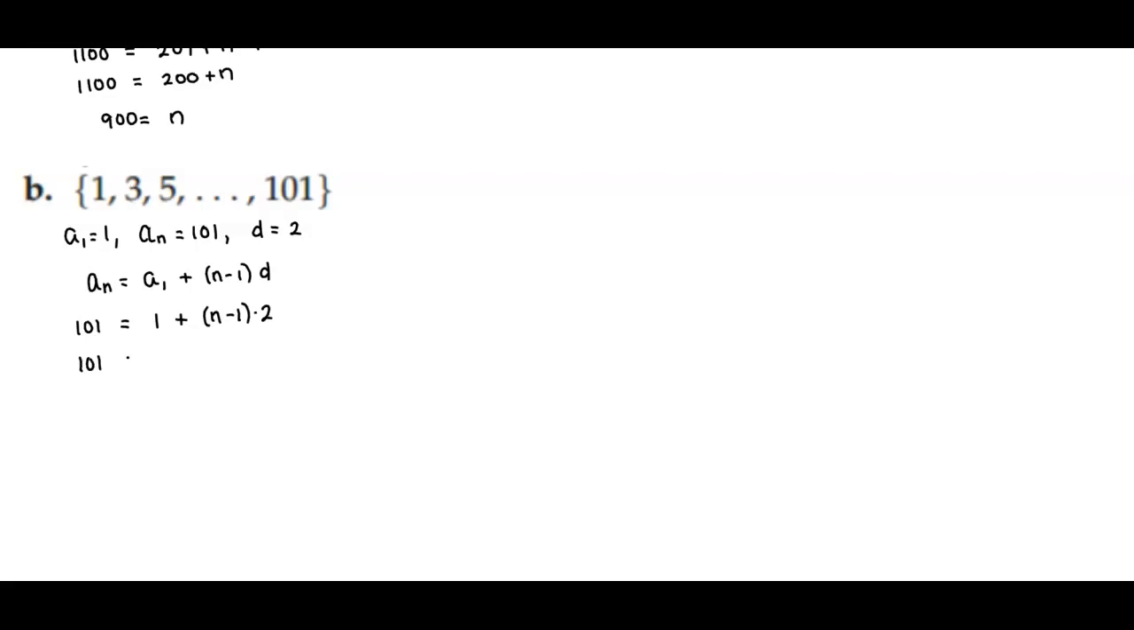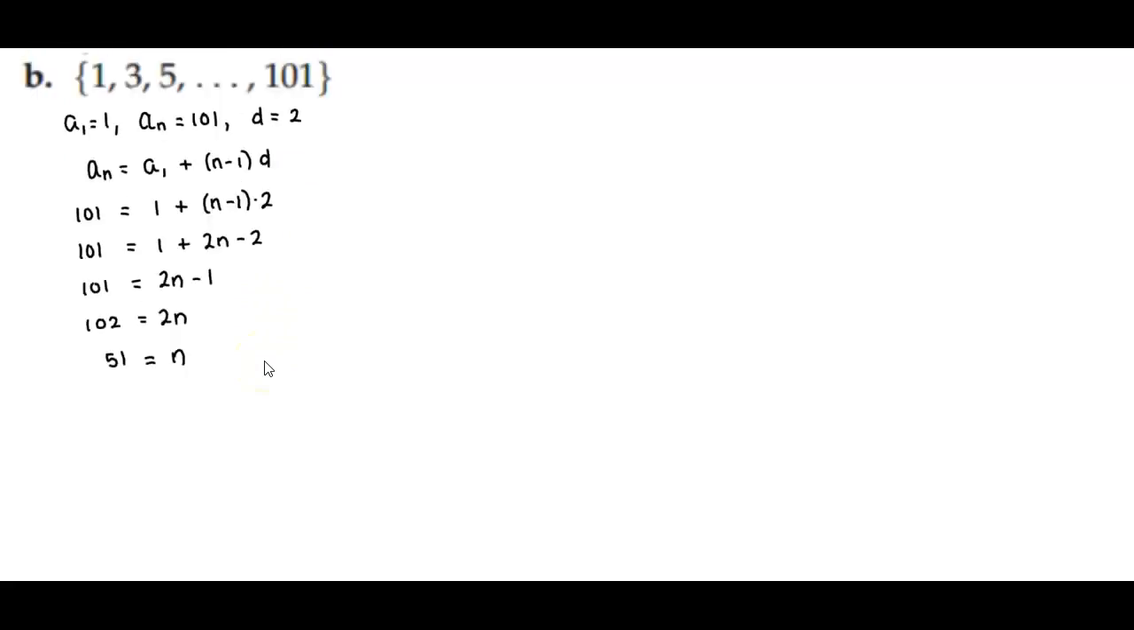So we have 101, which is equal to 1, plus, distributing the 2, we get 2n minus 2. So we get 101. Combining like terms, we get 2n, and then 1 minus 2 is minus 1. If we add 1 to both sides, we get 102, and that's equal to 2n. And then solving for n, dividing both sides by 2, we get 51. So therefore, 51 is the cardinal number for that set.